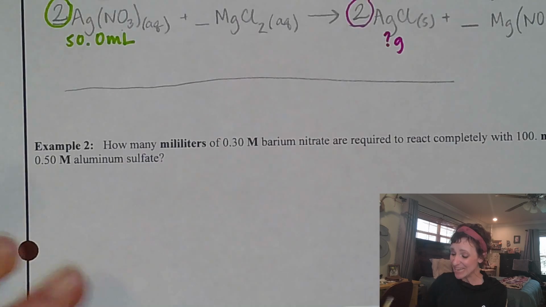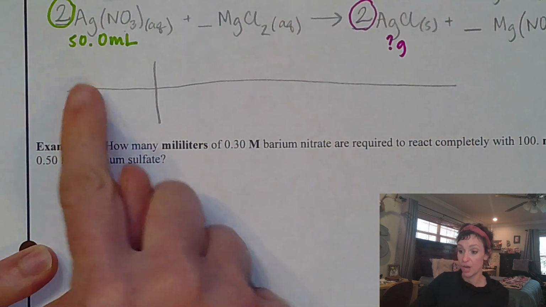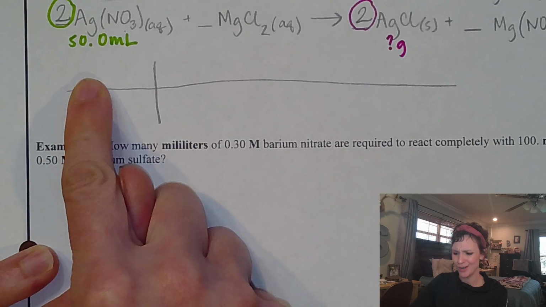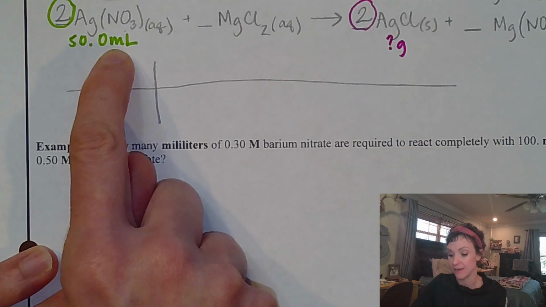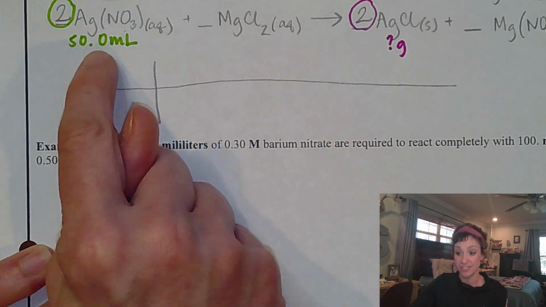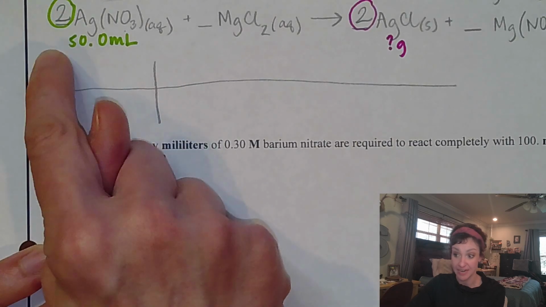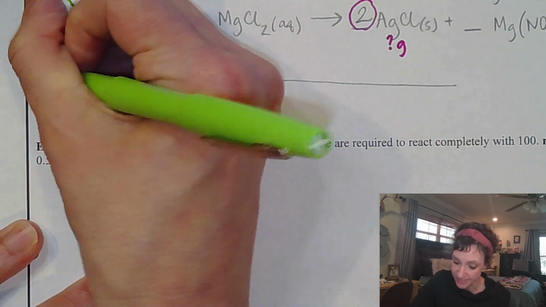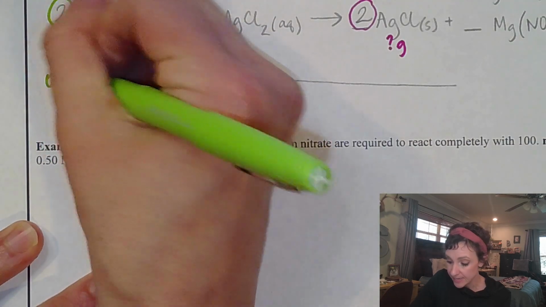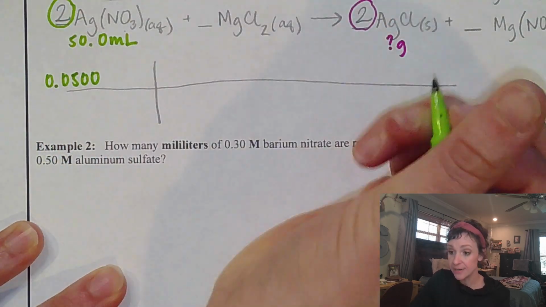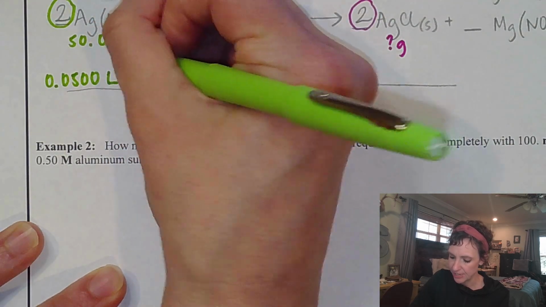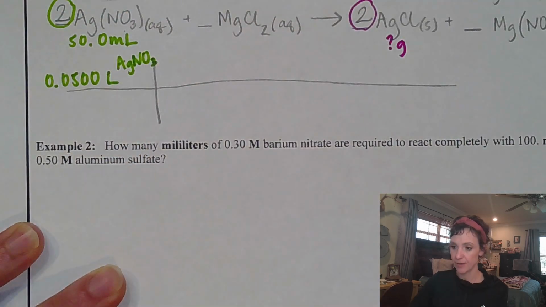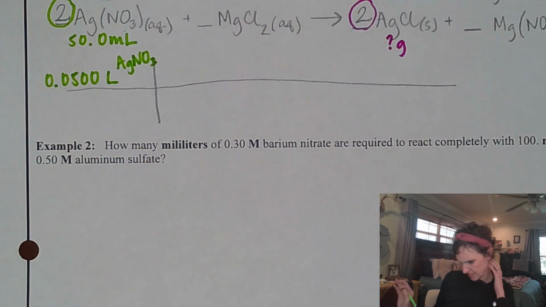Okay, so my given is what's going to go up here first. This is where I'm starting. But if you're noticing, I've got to make that a liters representation, right? So to convert from milliliters to liters, I just have to rock the decimal place back 3 times that way. So this in liters is going to be 0.0500, and this is liters. I did not give myself enough space. AgNO3, okay?